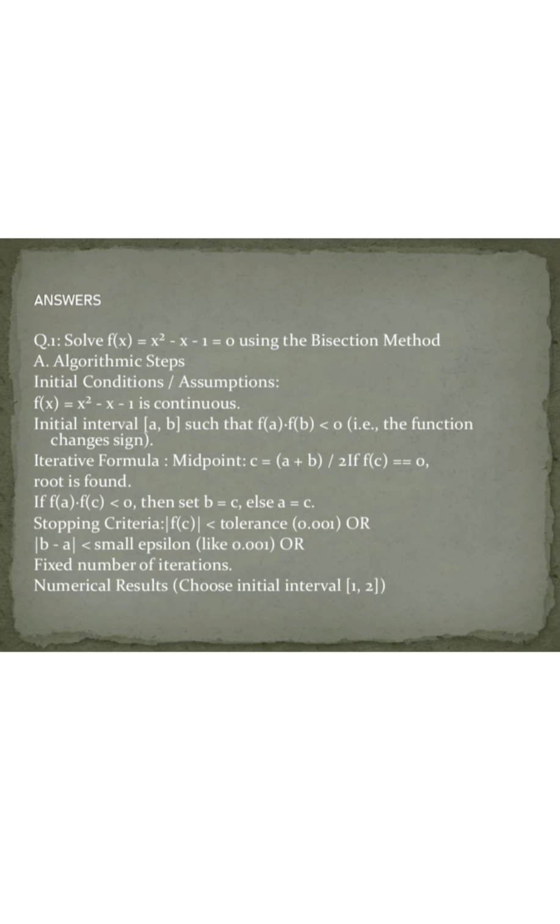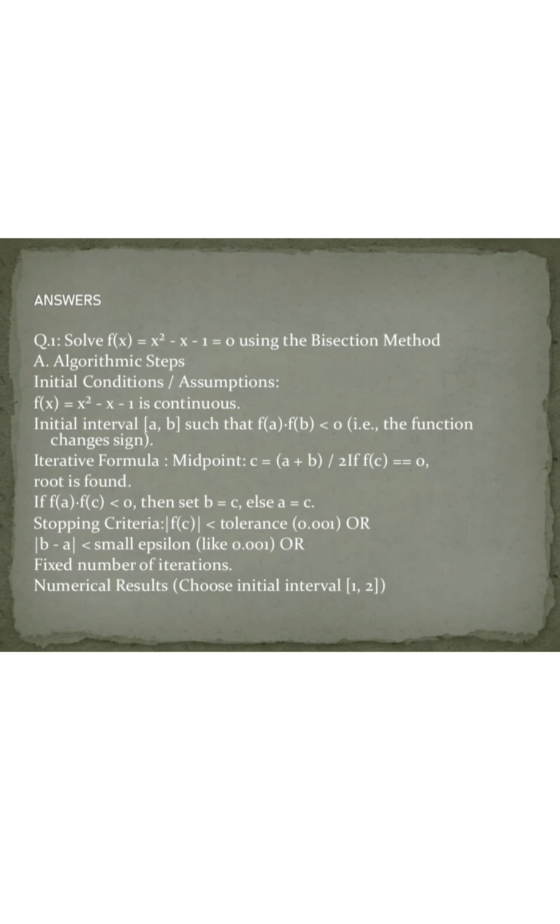Iterative formula: midpoint c = (a + b)/2. If f(c) = 0, root is found. If f(a)·f(c) < 0, then set b = c, else a = c. Stopping criteria: |f(c)| is less than tolerance, that is 0.001, or |b − a| is less than a small epsilon like 0.001, or a fixed number of iterations.